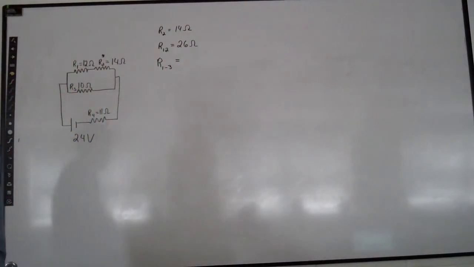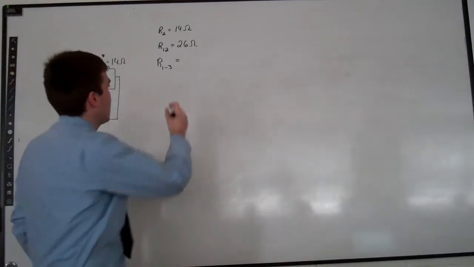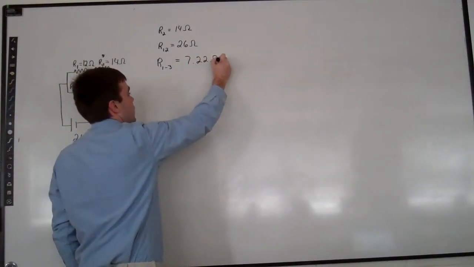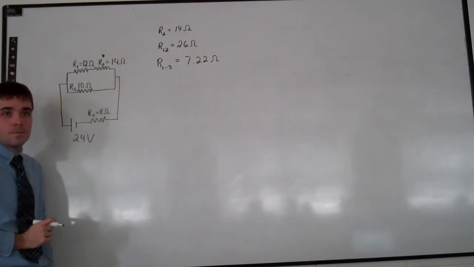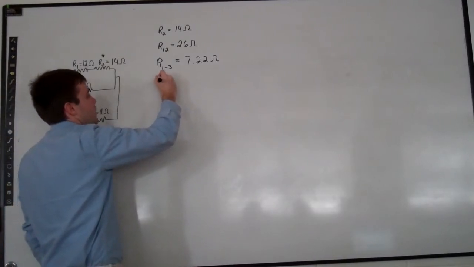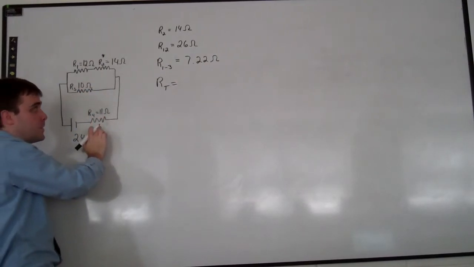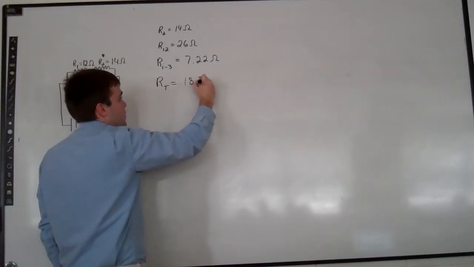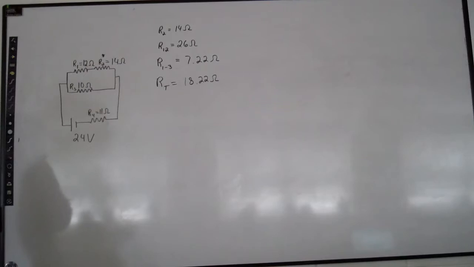Why don't you guys try solving that one? 7.22 ohms. And what's the last thing we're going to do? The whole thing, so RT. And they're in series, so it's going to be this one, 7.22, plus the 11 from this one. It's going to be 18.22 ohms. Questions on any of that so far?